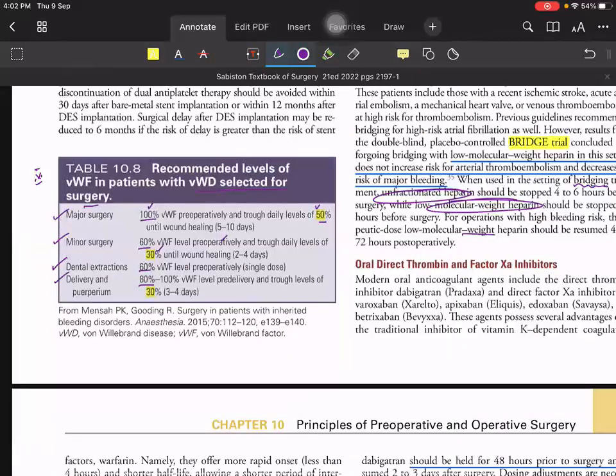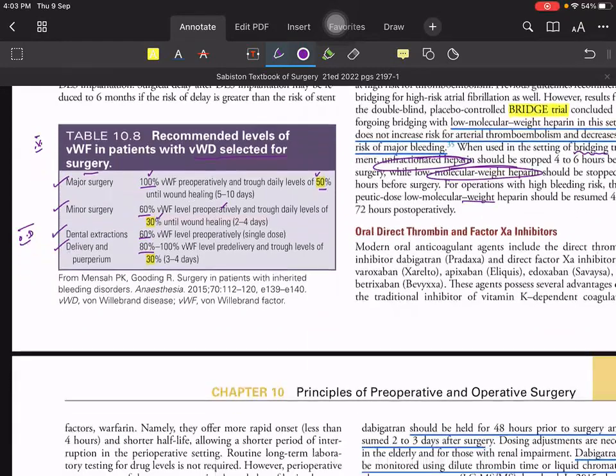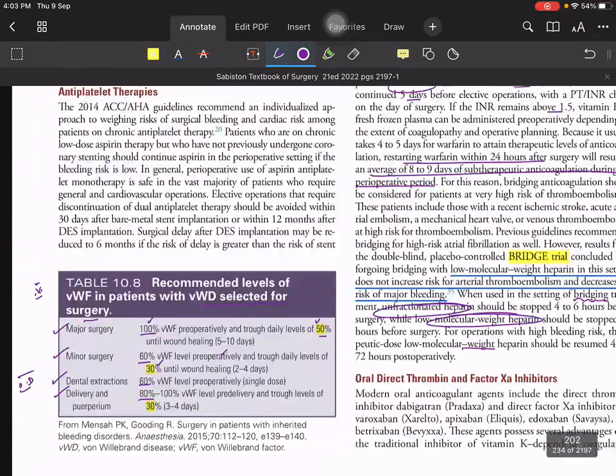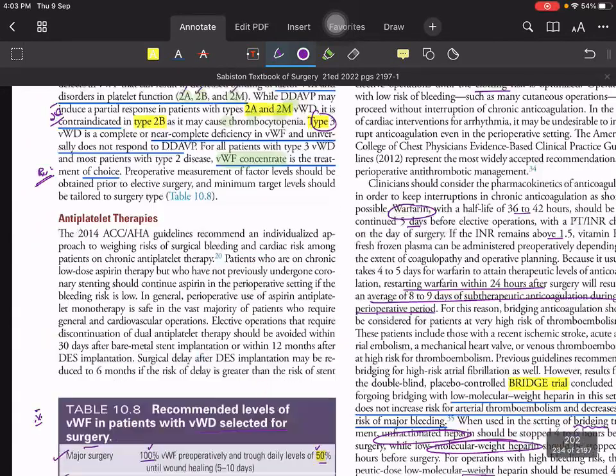Dental extraction is very important: only a single dose of 60%. In case of delivery and peripartum, you give 80 to 100% pre-delivery and 30% after. For everything minor, including delivery and peripartum, give 30% pre- or postoperatively. Only in major surgery do you give 50% throughout the postoperative period. Just remember this; it is very important.